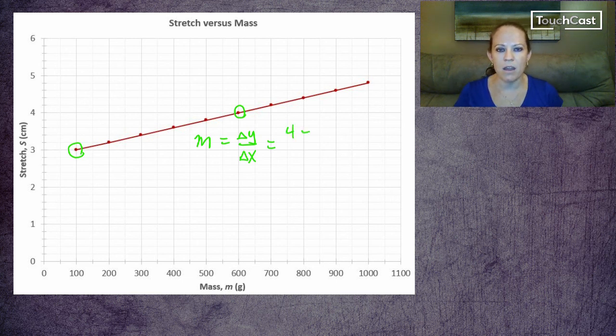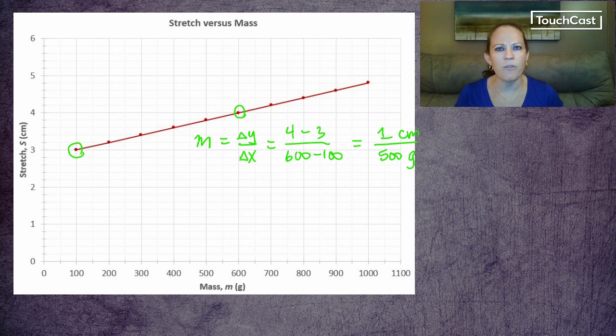So we have on top 4 minus 3 and on the bottom 600 minus 100. So that gives us 1 over 500. I'm going to pause here to talk about the units because I find interpreting this particular slope in this format a little bit easier than when we have the decimal. So our vertical variable units were centimeters and our horizontal variable units were grams.